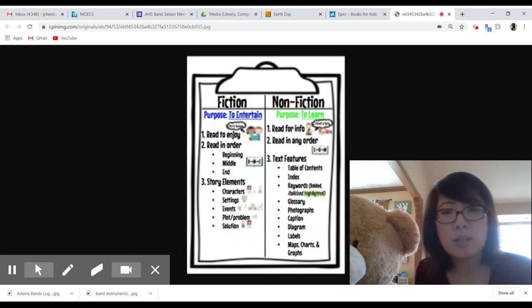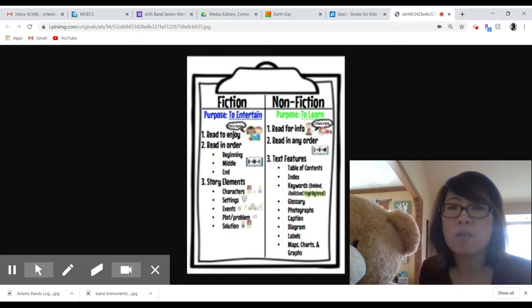There might be an index, which is usually in the back of the book, that tells you where certain keywords can be found in the story or in the book. There might be a glossary, which is kind of like a mini dictionary in the back of the book as well. And then inside the pages of that book, you might find words that are bolded or italicized or highlighted. Those are keywords that the author wants you to pay special attention to.